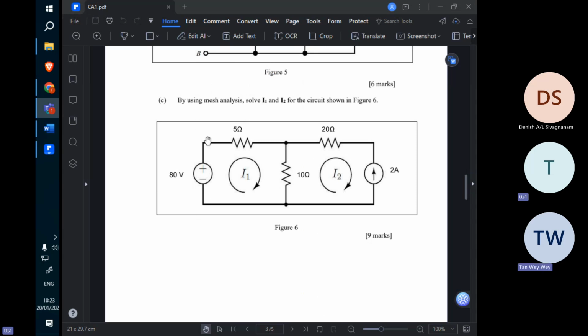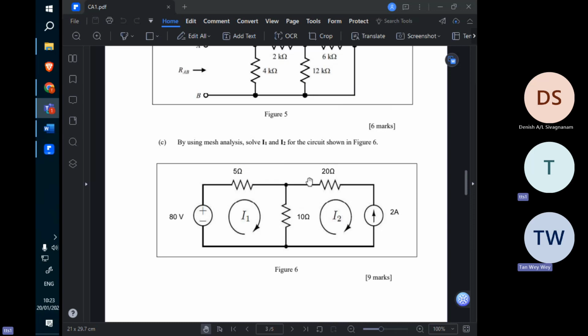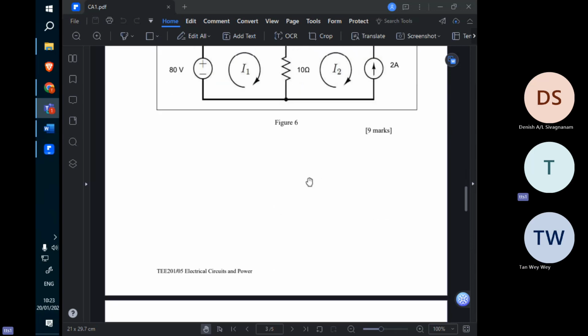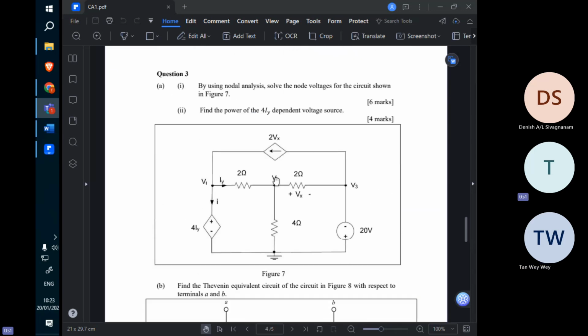And this one is considered average. For this one you need to know mesh analysis, because this question explicitly tells you to use mesh analysis. You cannot use any other method. You have to use mesh analysis to solve for I1 and I2. That means you need to find the values of I1 and I2. If you have time, you can do it today. If you do not have time, then we leave it to the next tutorial.